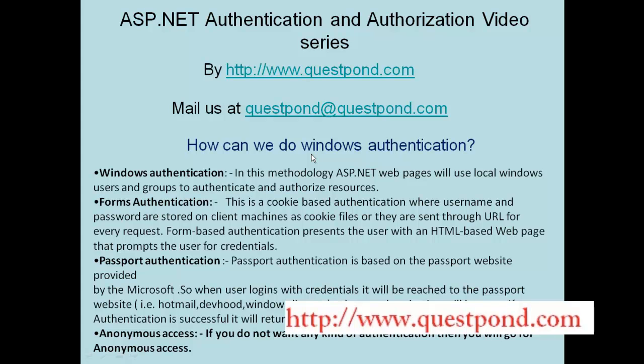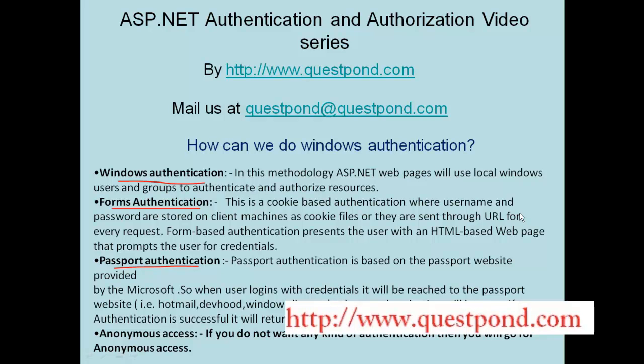Now, in ASP.NET, there are three primary ways by which you can do authentication and authorization. The first one is Windows authentication, the second is forms authentication, and the final one is Passport authentication. In Windows authentication, the ASP.NET pages will use the local Windows users and groups to authenticate and authorize resources. If you remember in the previous video, we showed the user Shiv and the administrator, which were created in Windows Active Directory services. So in the Windows authentication methodology, the ASP.NET web pages use the local user groups to authenticate and authorize resources.